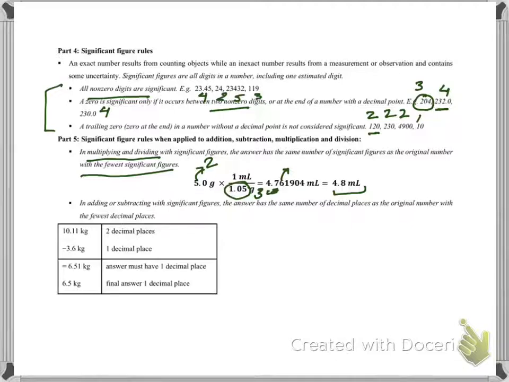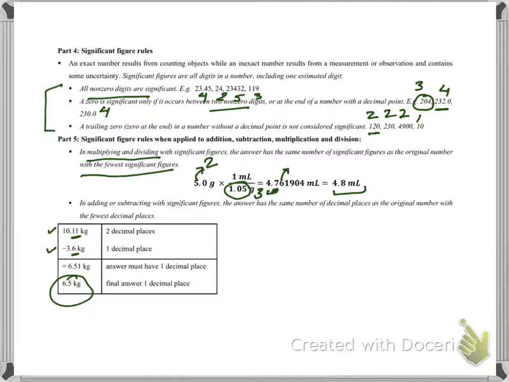In addition or subtraction, your answer has the same number of decimal places as the original number. So let's say you are subtracting these two numbers, 10.11 minus 3.6. 10.11, how many decimal places are there? 2. And in 3.6, how many decimal places are there? 1. That means your answer should have only one decimal place.